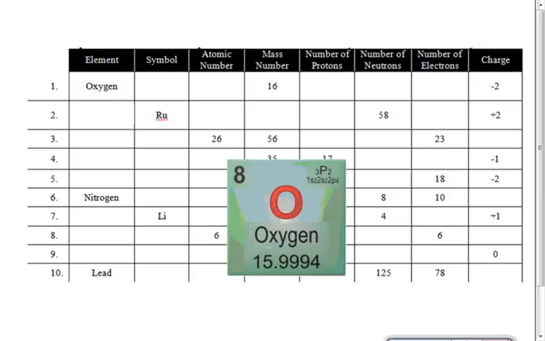So let's take a look at number 1. I pulled up what it looks like on our periodic table. It says oxygen, right? And there's the symbol. And what are some of all these other numbers? Let's discuss it. Don't worry about this up here.